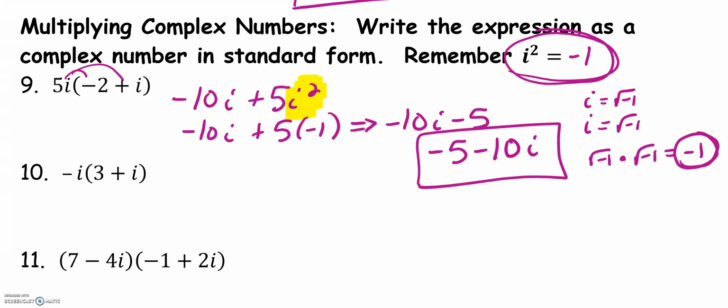Okay, now the other answer isn't wrong, but I would probably take off half a point or a point if it's not in standard form. Standard form, real number first, imaginary number second.